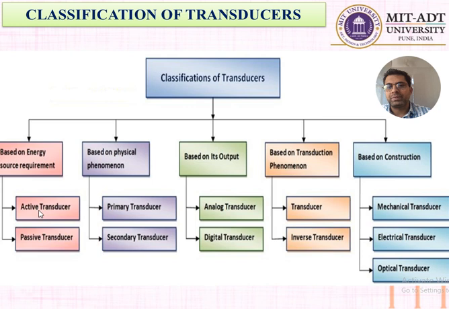The first is active transducer and passive transducer, which is based on the energy source requirement. Second, based on the physical phenomenon, are primary transducer and secondary transducer. Third, based on the output, are analog transducer and digital transducer. Based on the transduction phenomenon, which we saw in the second block of the block diagram, is transducer or inverse transducer. Based on the construction, there are mechanical, electrical or optical transducers.